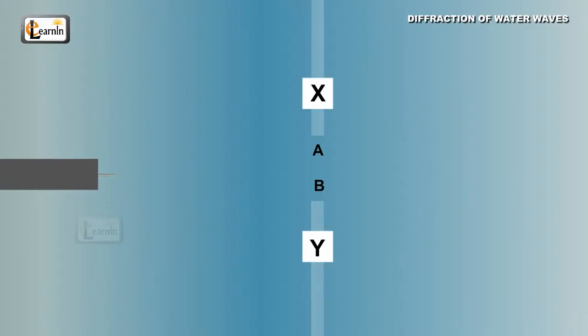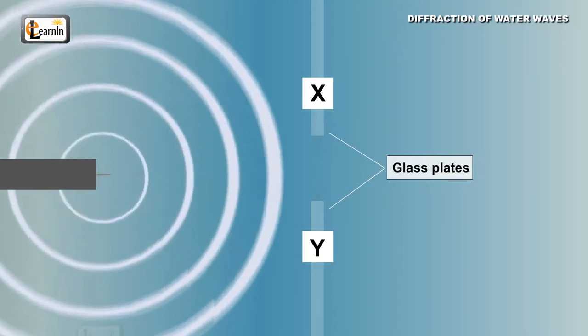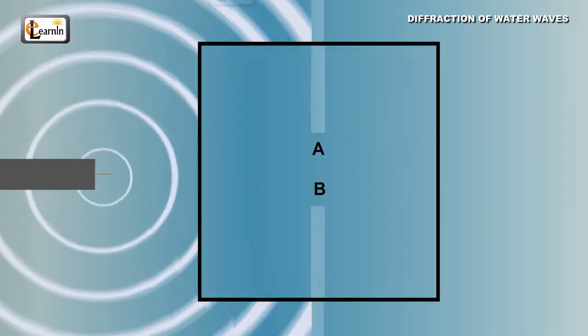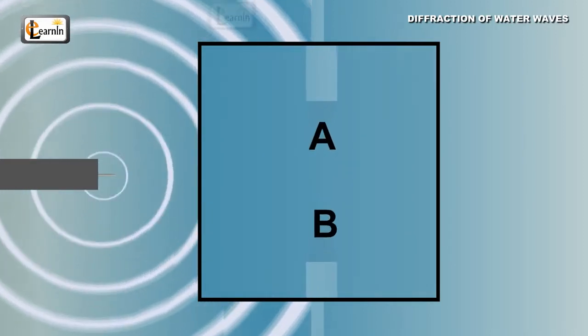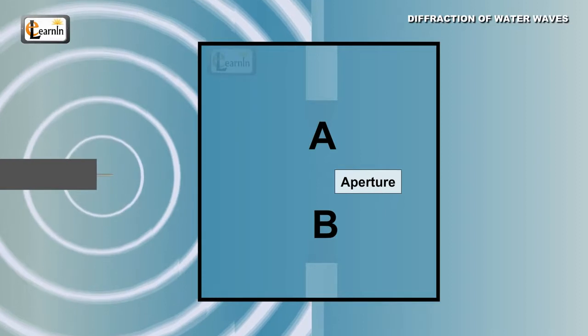Let X and Y be two vertical glass plates immersed in the tank, far away from the vibrating source, such that there is a gap between them. The plane wavefront MN formed would be incident on AB, where AB acts as an obstacle. Any opening, such as AB, is called an aperture.